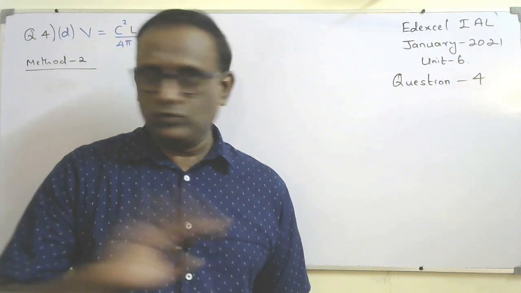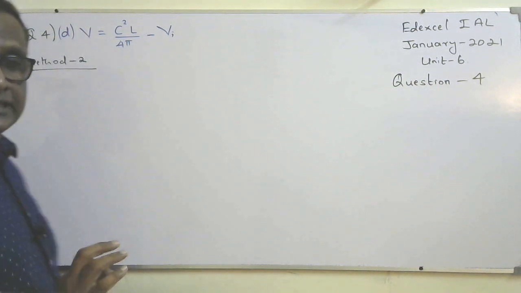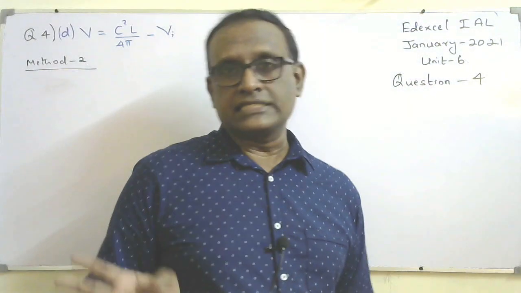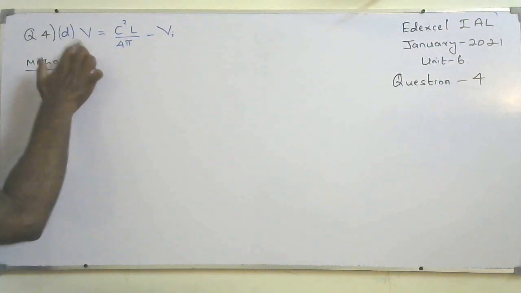That is only one method. Just substitute in this equation. Finding the uncertainty only, there are two methods. Already I discussed the first method. Now the second method, find the V max and V min.